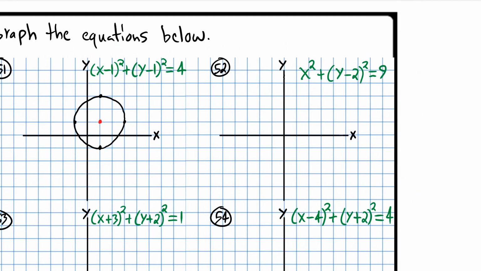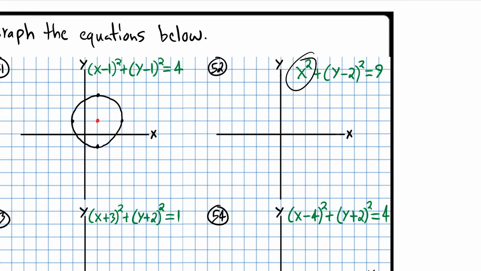So let's try another one here. Now notice there's nothing here for this x squared. That means the x value of the center is 0. And the y value is 2, so 0, 2 would be here. Again, it's not -2, it's +2. You have to change the sign.